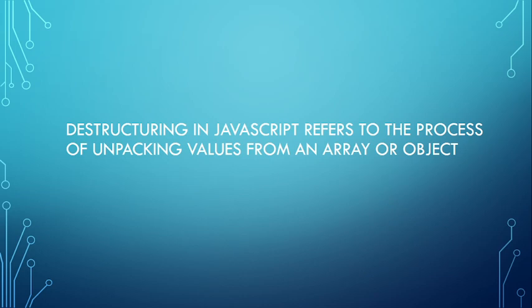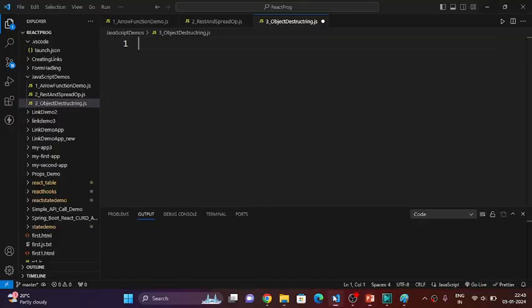Whenever we want to extract some values from an array into specific variables, destructuring allows us to do that. Or whenever you want to extract some values from an object into specific variables, you can use object destructuring. So let's understand with an example how we can use destructuring in JavaScript.